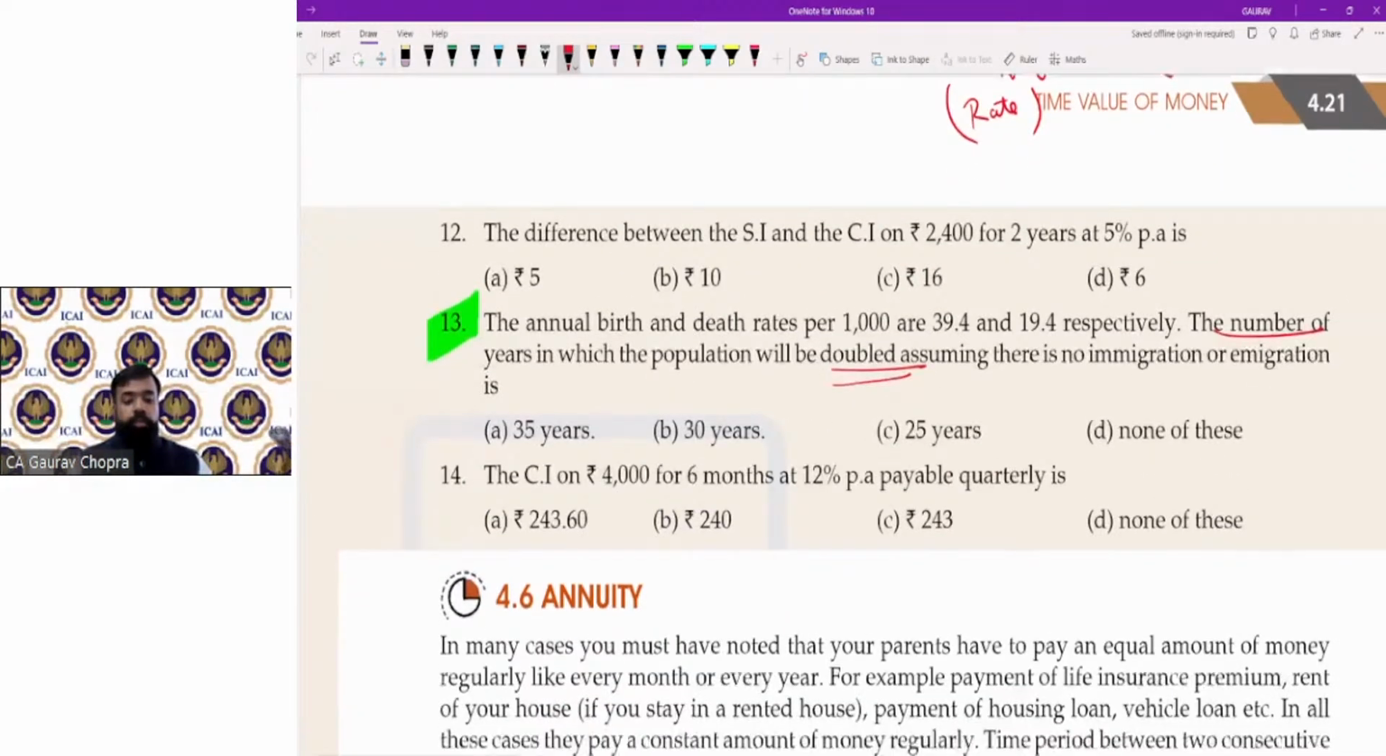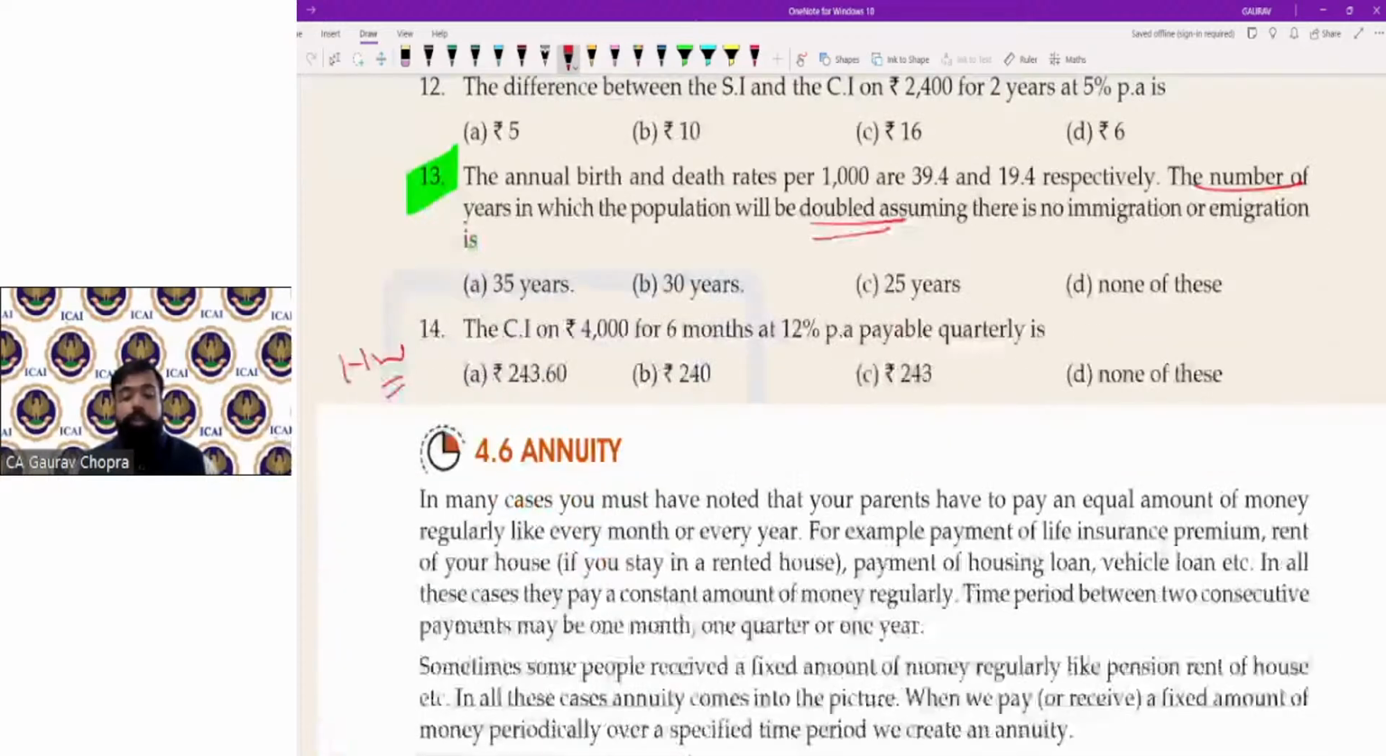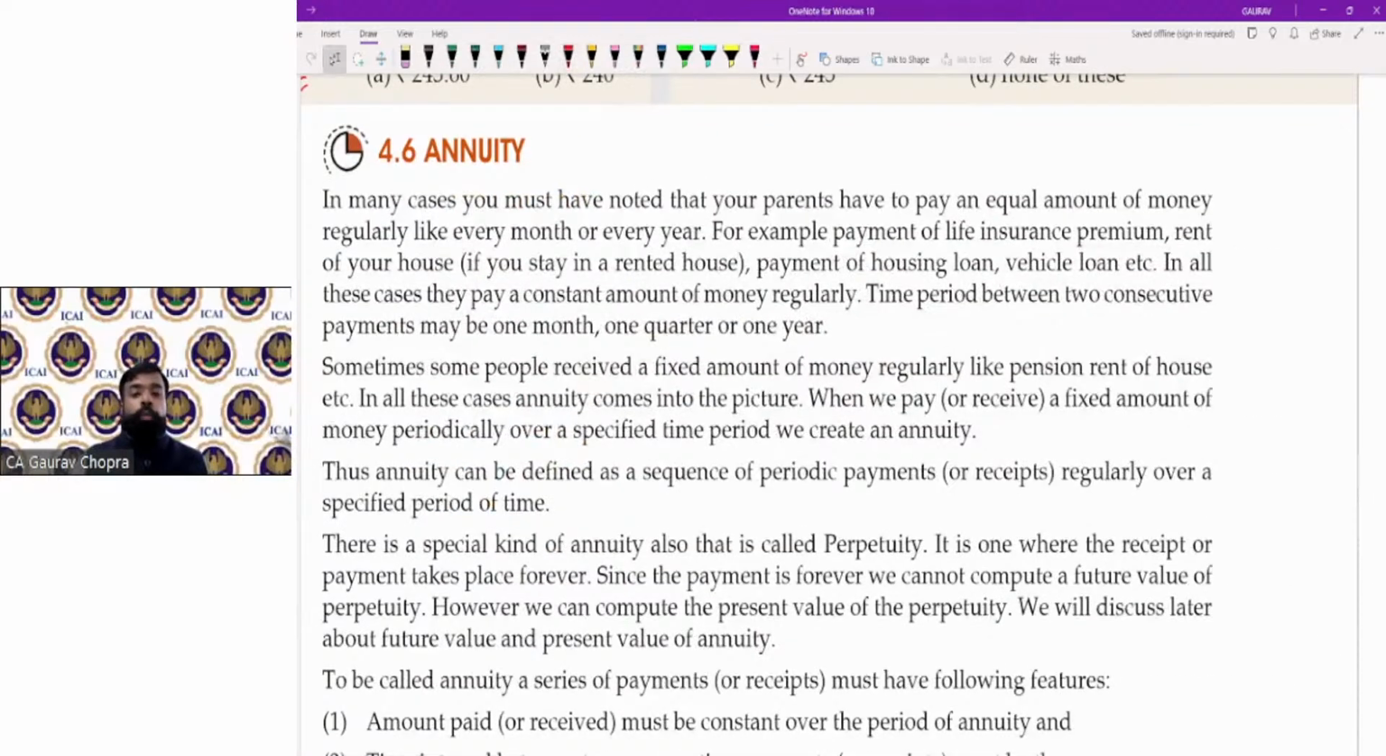So we have completed this compound interest. 14 is your homework. It is a basic question. Now, let us begin with the new topic, which is annuity. So what is the meaning of the term annuity and how will we solve questions based on this? So let us understand the meaning of annuity first.